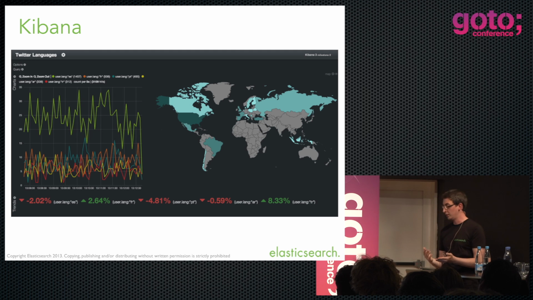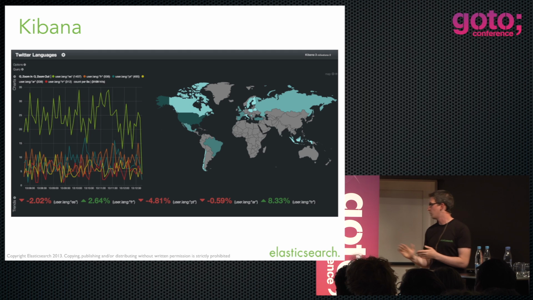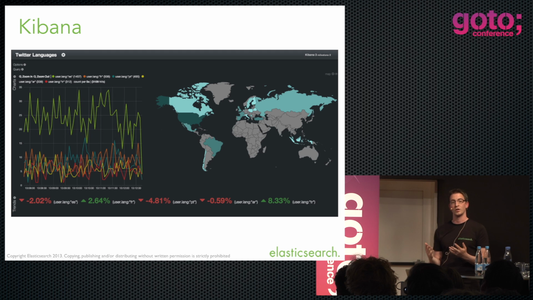You can see that the tweets which are split by language in this example, that the Turkish tweets are actually rising by 8.33%, so you can see what is actually happening and changing in your application. And this is the kind of dashboard information your boss most likely wants.